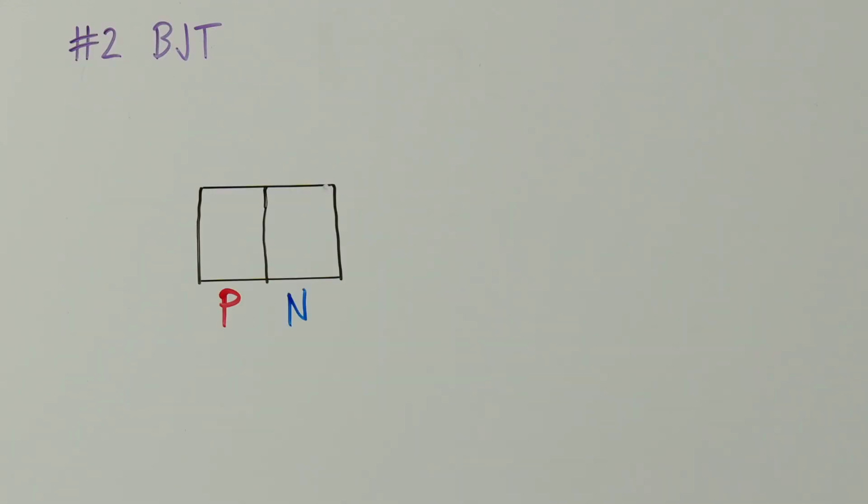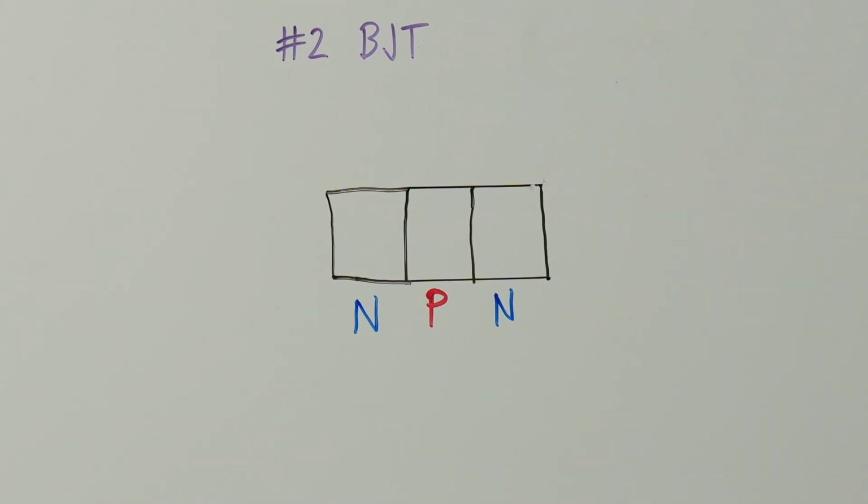It works by adding another N or P-doped semiconductor to a PN junction. If we add an N region, we get an NPN transistor. And if we add a P region, we get a PNP transistor. Let's analyze the NPN transistor. The transistor consists of 3 ports.